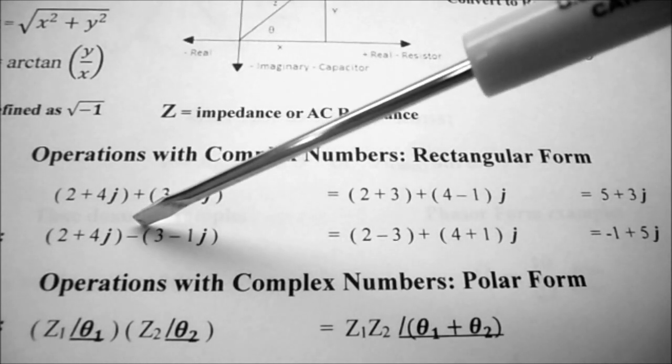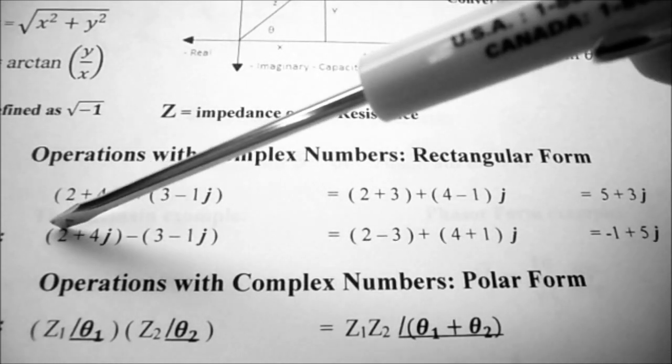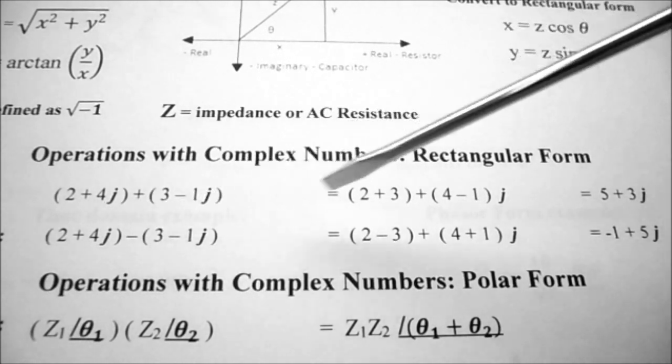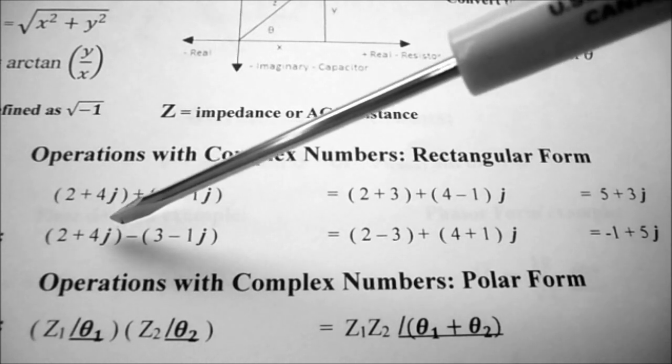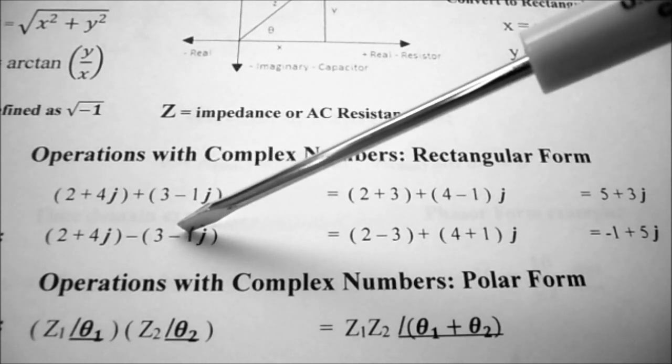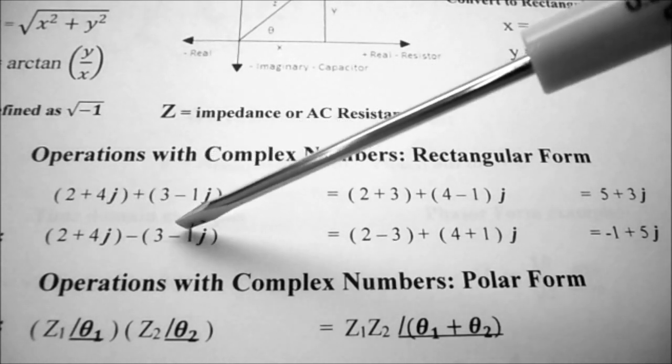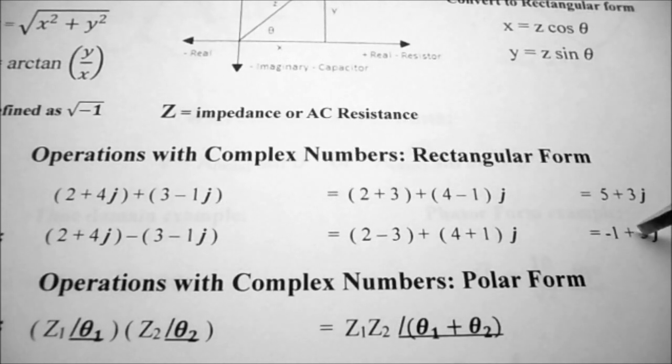For subtraction, 2 minus 3 is equal to -1. And 4 minus -1, which becomes 4 plus 1, is equal to 5.